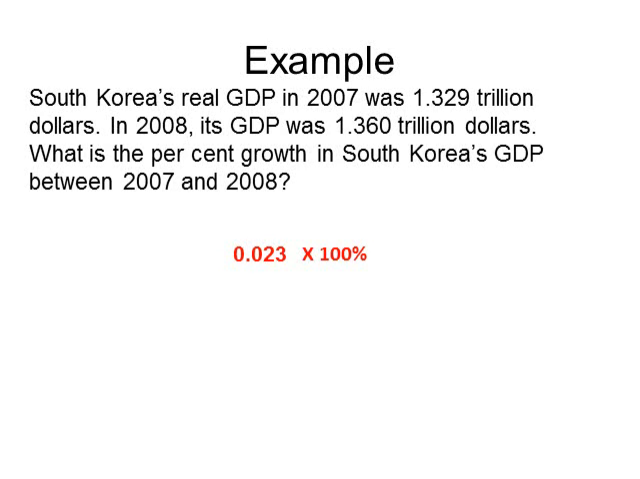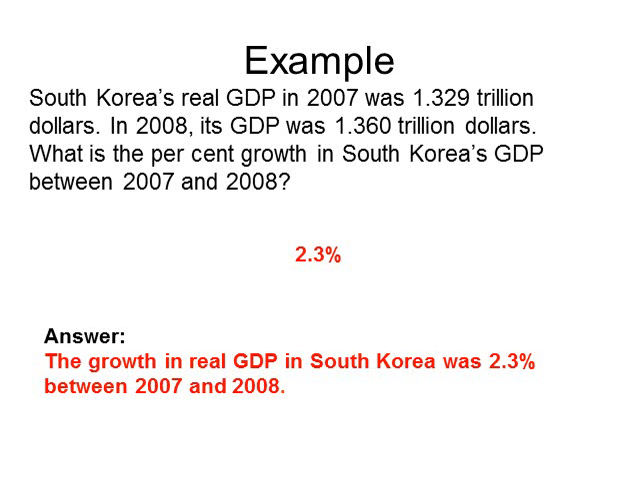Next, we're going to multiply 0.023 times 100%, which gives 2.3%. So the growth in real GDP in South Korea between 2007 and 2008 was 2.3%.